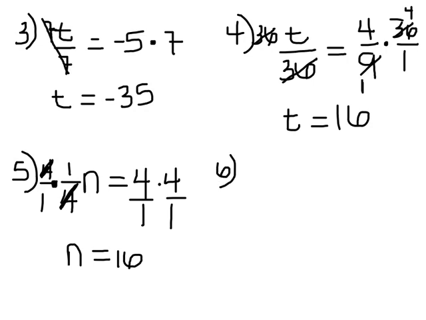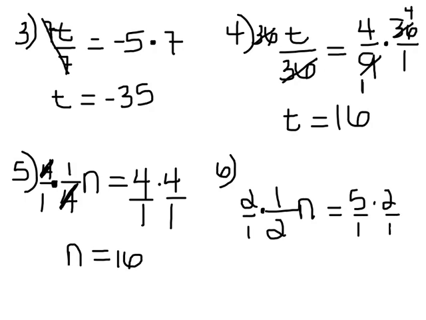Example number 6 is the same type of problem. We have 1/2 n equals 5. In order to undo the multiplication between the fraction and the n, we'll multiply both sides by its reciprocal of 2 over 1. We can turn the 5 into a fraction as well if you'd like. On the left side, we have 2 over 2, which crosses off, and we're left with n. On the right side, we have 5 over 1 times 2 over 1, or 5 times 2, which is 10.